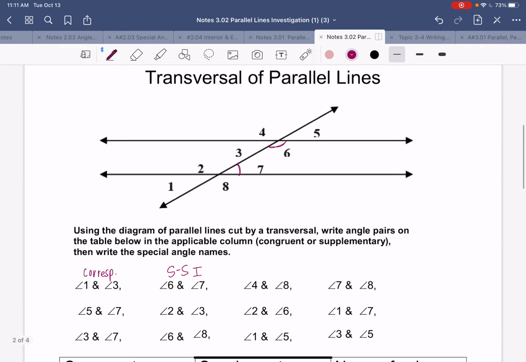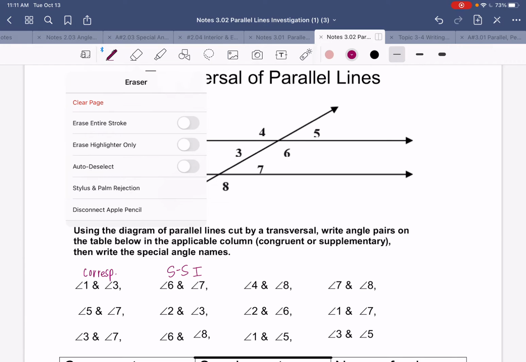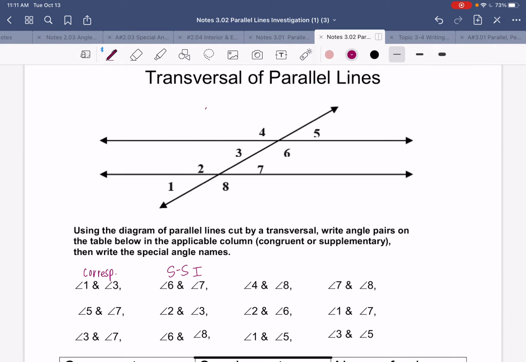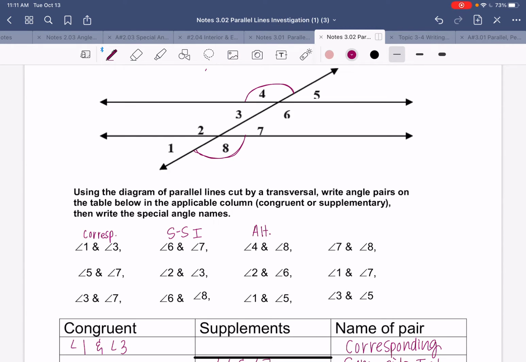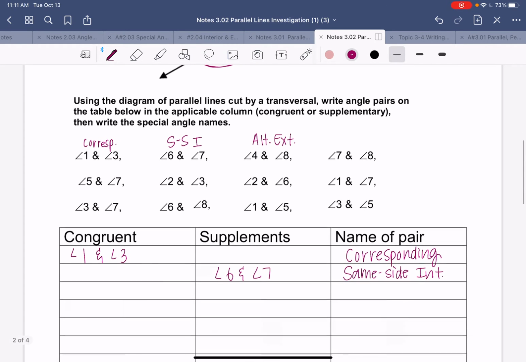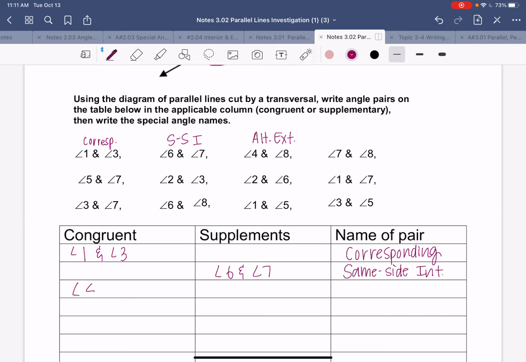All right, number 4 and 8. One's on the left side of the transversal, one's on the right, and they're exterior. So they're alternate exterior angles. If they're alternate exteriors, they are congruent. So they're going to go under the congruent, angle 4 and angle 8, and they're alternate exterior angles.